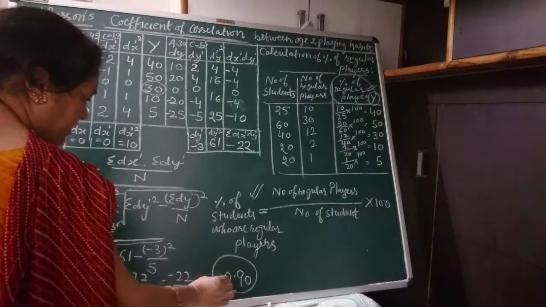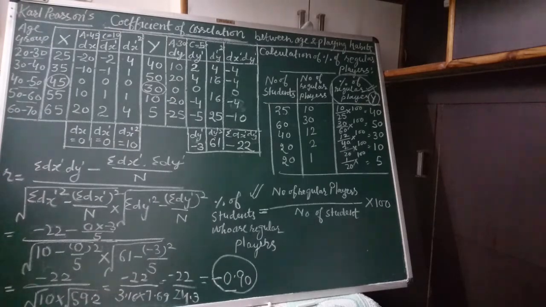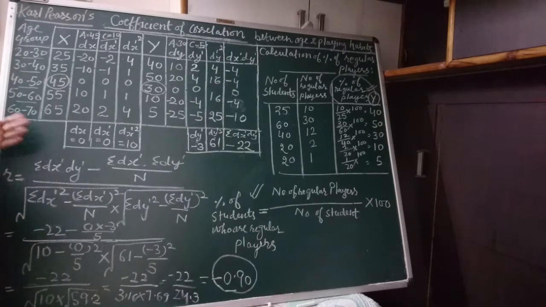So this negative sign indicates that there is a negative correlation between age and playing habits. It shows that as age increases, the tendency to play decreases. So that's all regarding this numerical.